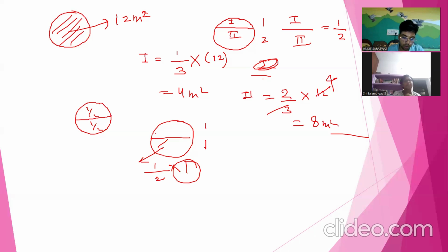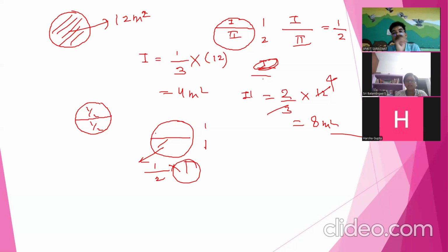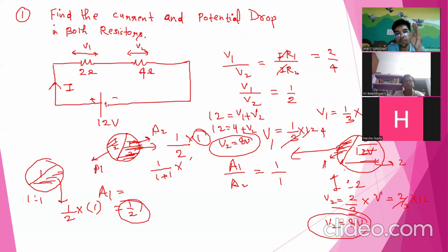Sir, I don't know why, but I'm still getting 1/2. I'm understanding, sir, but 1/3 into 12 because the total is 12, right, sir? But how are we doing 1/3? The battery is supplying 12 volt. Clear? Yes, total voltage is 12. You need to distribute it in what ratio? Look at the question. 1:2. Then how will you distribute? 1:2 of what? Total. 12. Yes.